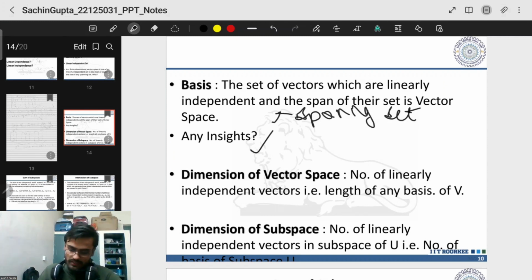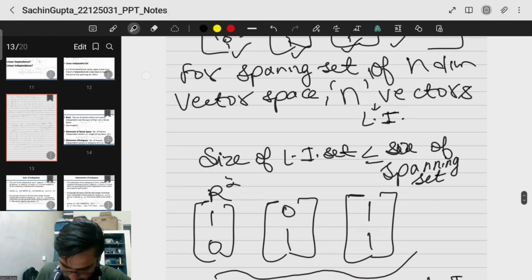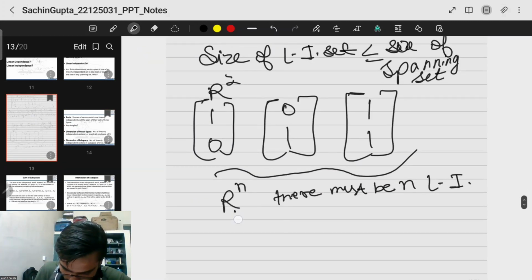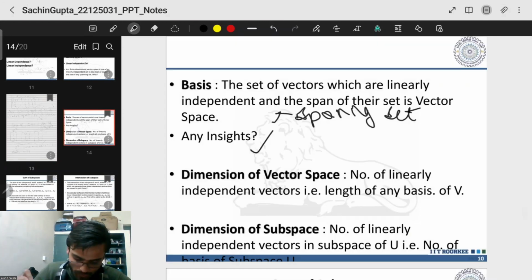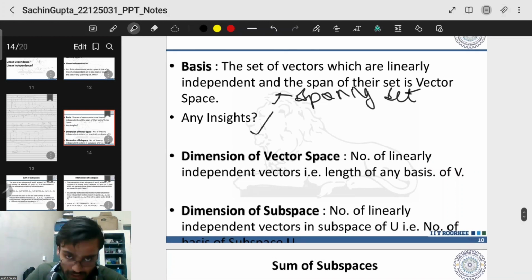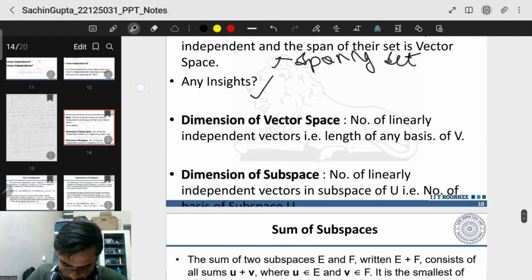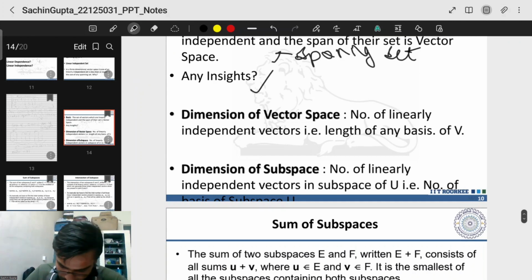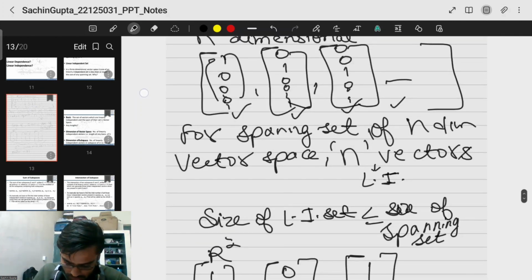Now, dimension of a vector space. It is the number of linearly independent vectors, that is, the length of any basis of V. For R^n, the dimension of the vector space will be n, because the number of linearly independent vectors will be n. Now for the dimension of a subspace, it is the number of linearly independent vectors present in the subspace U.